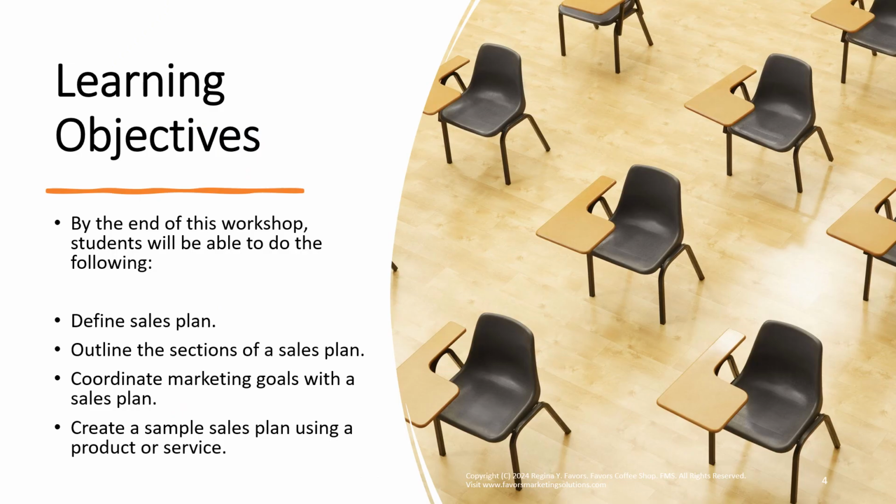So the learning objectives: by the end of this workshop, students will be able to do the following: define sales plan, outline the sections of a sales plan, coordinate marketing goals with a sales plan, and create a sample sales plan using a product or a service. One of the things that we learned in the previous lesson is that you need to coordinate your marketing goals with your sales plan. Again, at some point, you have to turn those marketing goals into actual sales revenue. So these are your learning objectives.